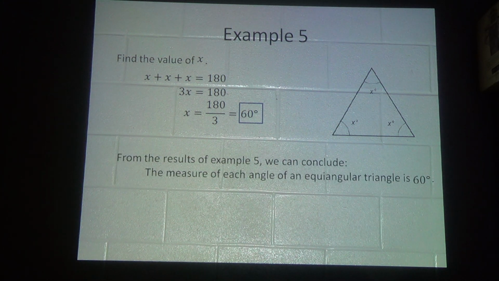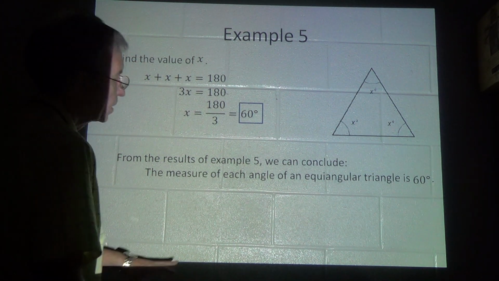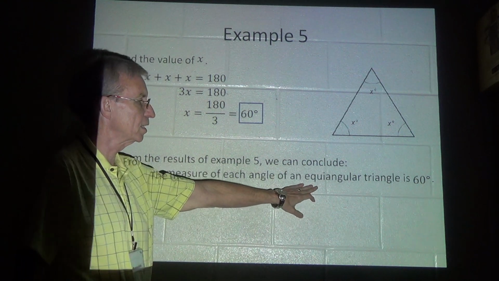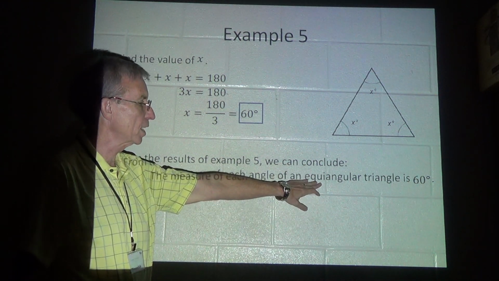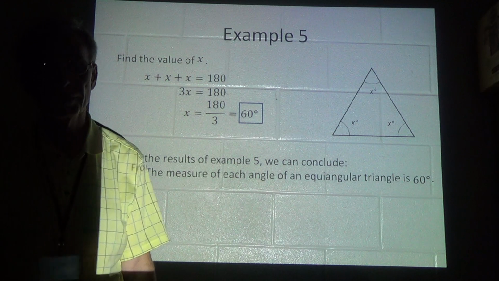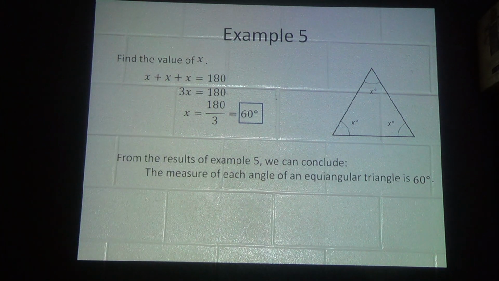Okay? From the results of this, we can conclude that the measure of each angle of an equiangular triangle is 60 degrees. Something else they're not telling you right here is that if it's an equilateral triangle, it also has to be an equiangular triangle. So if you see an equilateral triangle, you immediately know that the angles are 60 degrees.